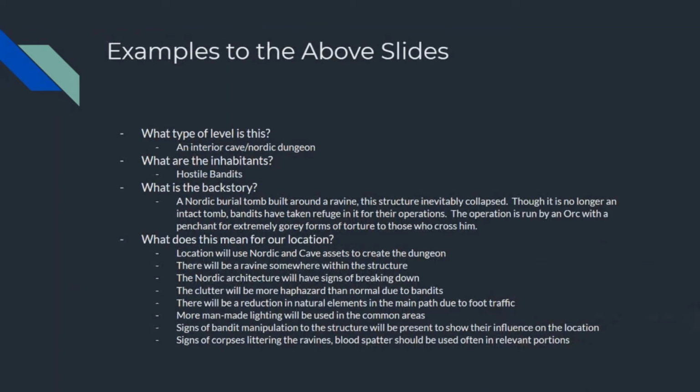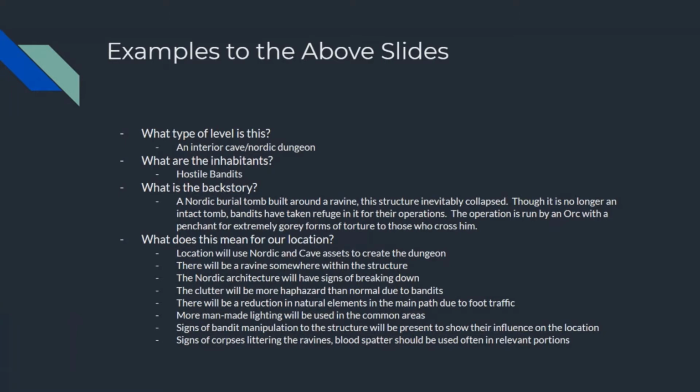So let's go over an example. These are the top 3 points here going over what is being given from a prompt. It's an interior cave that has a Nordic dungeon built within it. Bandits are currently running it, but the backstory is that it was a Nordic burial tomb built around a ravine. The structure inevitably collapsed. Though it's no longer an intact tomb, bandits have taken refuge in it for their operations. The operation is run by an orc with a penchant for extremely gory forms of torture to those who cross him. So by then we see that this has the makings of a decent dungeon by itself.